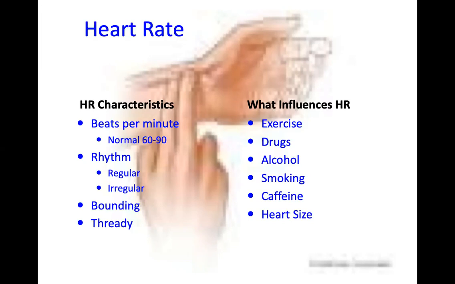You want to look at rhythm. Is it regular or irregular? Now in this case, you have to touch them. If you want to find out whether a rhythm is regular or irregular, you have to touch them. You can either listen with your stethoscope, or you can actually just do a radial pulse. Your choice. If it's irregular and the heart rate is between 60 and 90, you're in good shape.